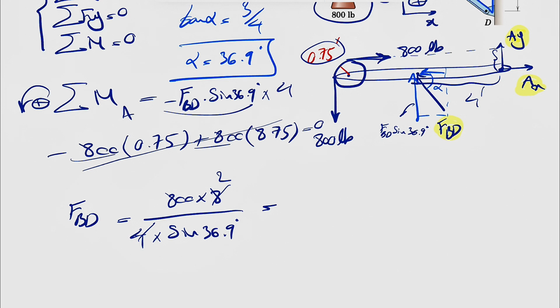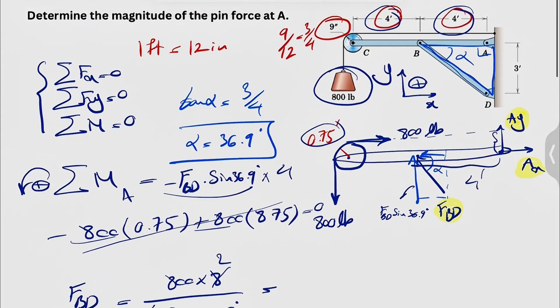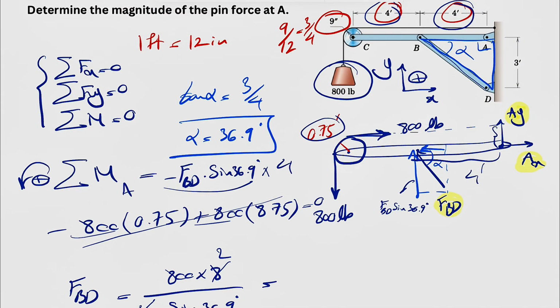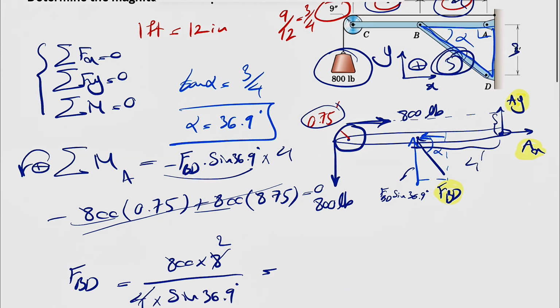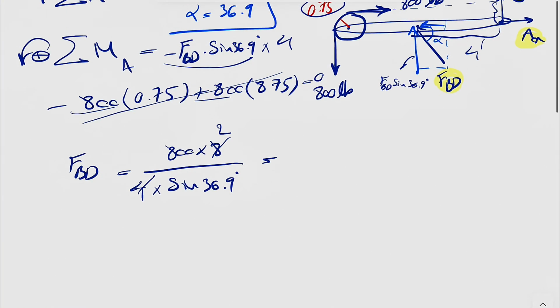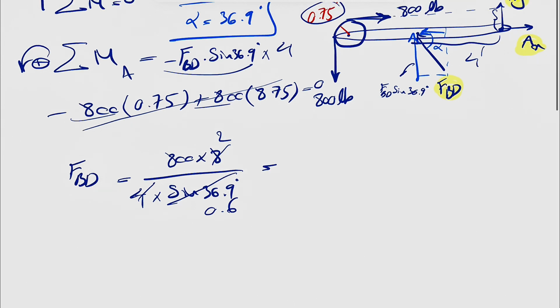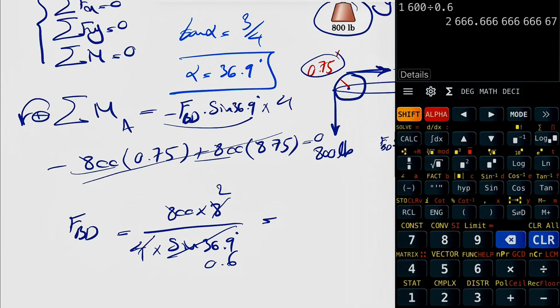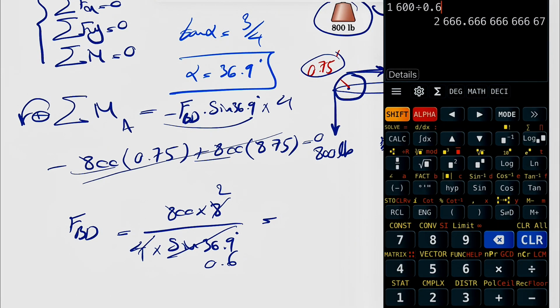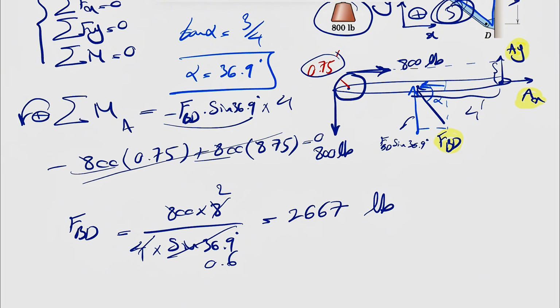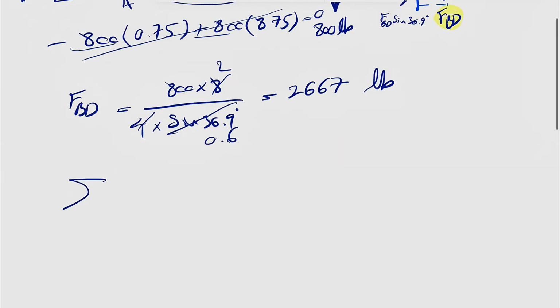So this will be canceled. So we're going to have 1600 divided by sine of the angle. One thing we can do for the angle, we also know that the hypotenuse here would be 5, because we have 3, 4, and if we do the Pythagorean theorem, the hypotenuse would be 5. So sine of that value would be 0.6. So we can just put 0.6 in here. We're going to get a more accurate answer. So if we do 1600 divided by 0.6, we're going to get 2,667 pounds for FBD.